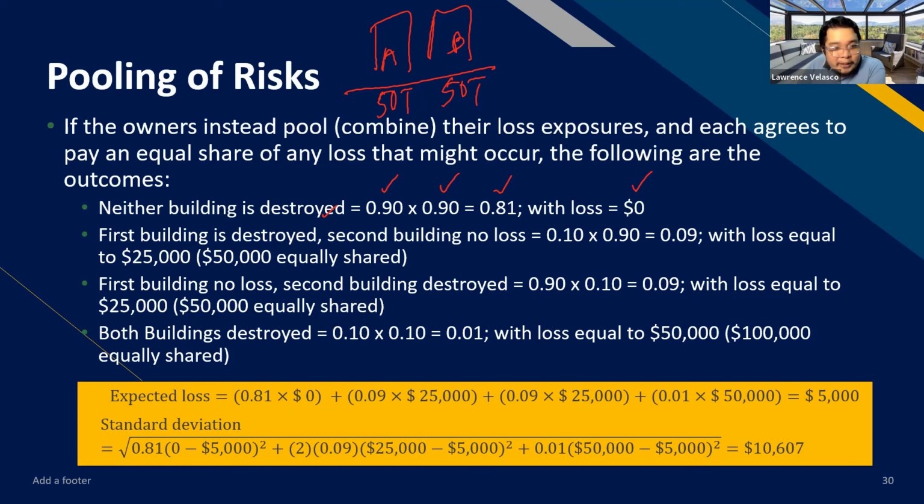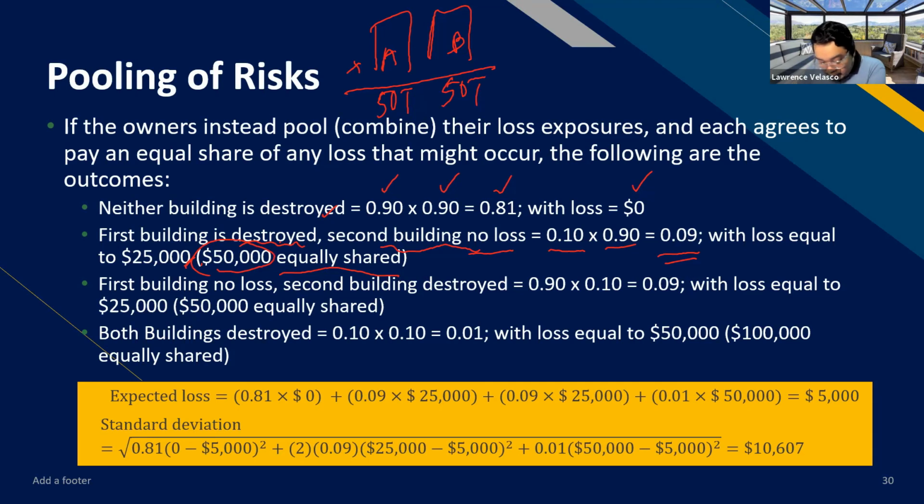What's the probability that the first building is destroyed and the second building has no loss or is not destroyed? What's the probability of the first building being destroyed? 10%. Right? The second building, no loss or not destroyed, 90%. So therefore, the joint probability of those two events is 9% or 0.09. What is the loss? The loss is 25,000 per person. Correct? 25,000 is because one building is worth 50,000 and they agree to equally share it. Okay?